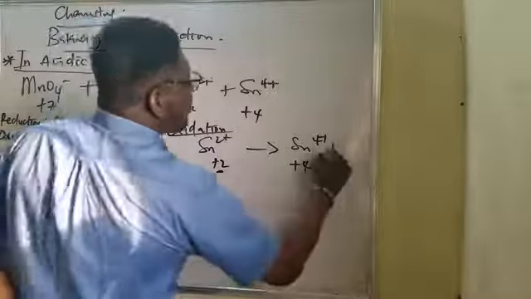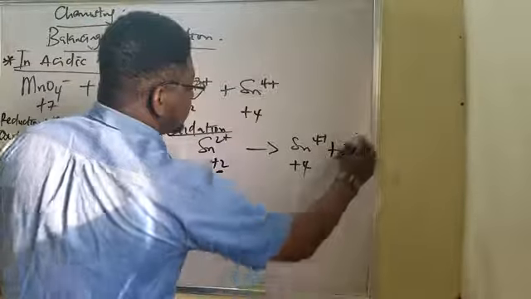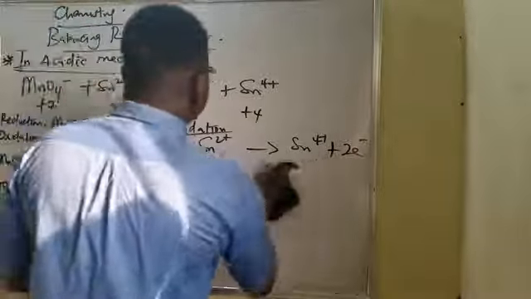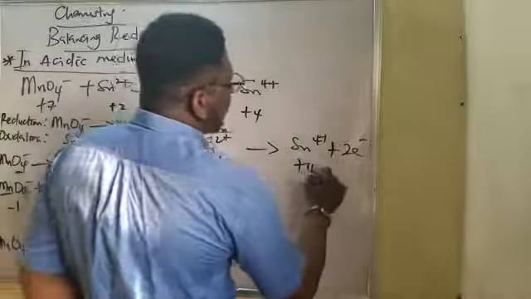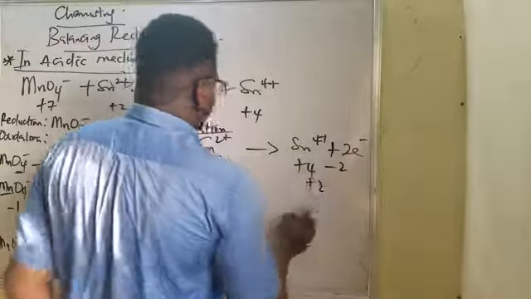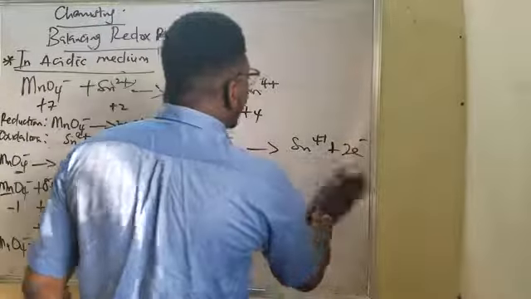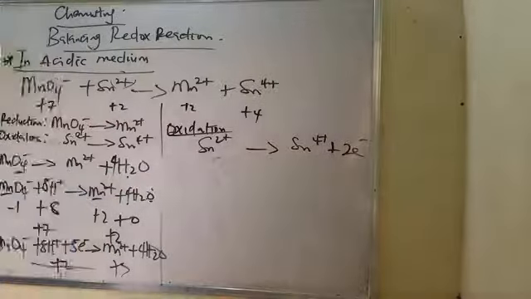That becomes what? Plus 2 electrons. So this is +2, this is +4 minus 2. That is +2. So the charges are now balanced.